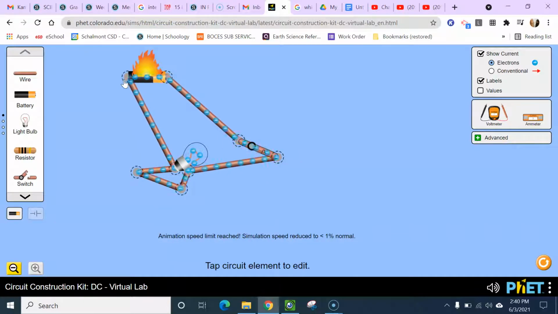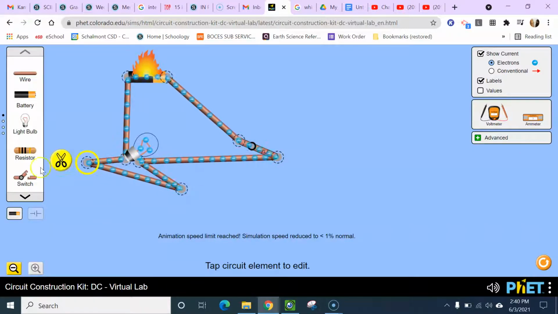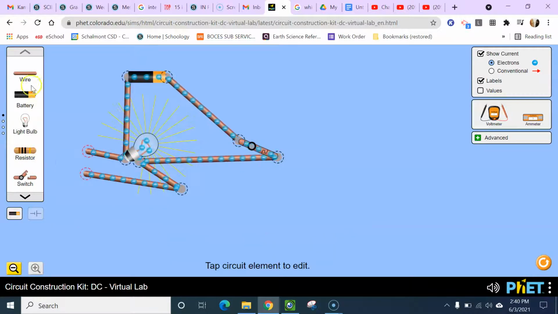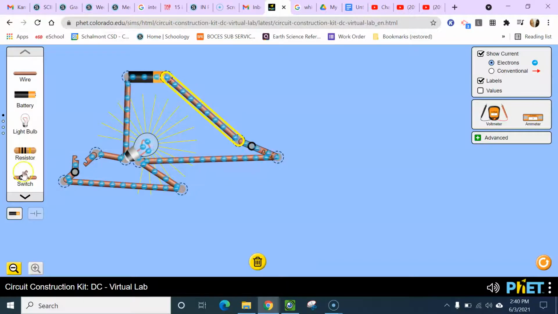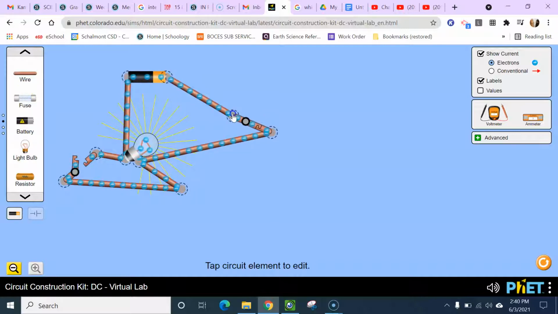So a fuse, what a fuse would do, I'm going to open this up. I'm going to put a switch over here. This is what we did with the balloon on Wednesday. And then I'm going to put a fuse in here.